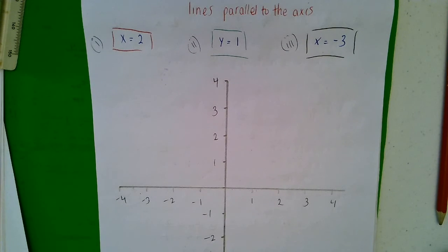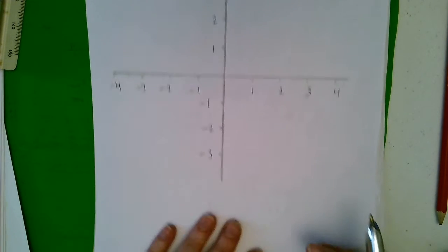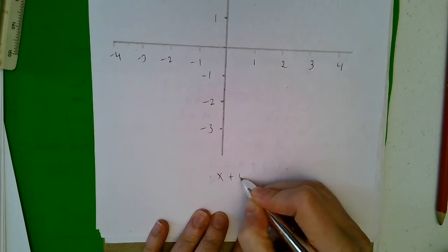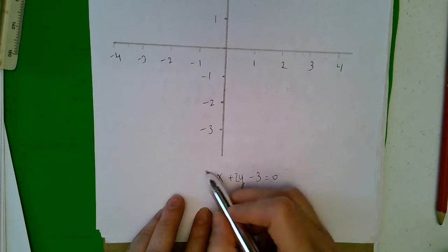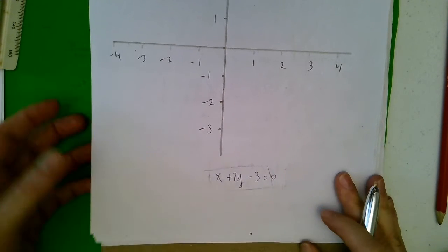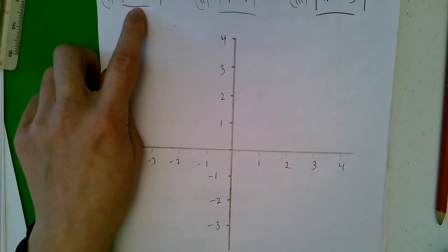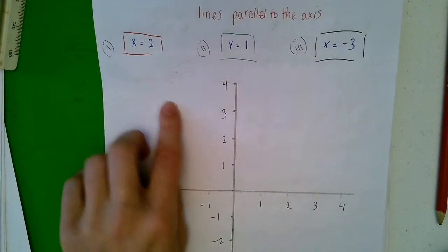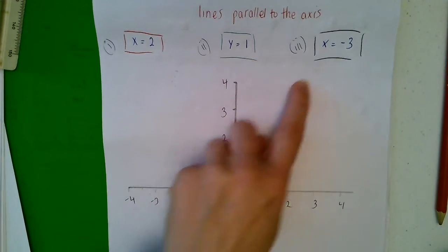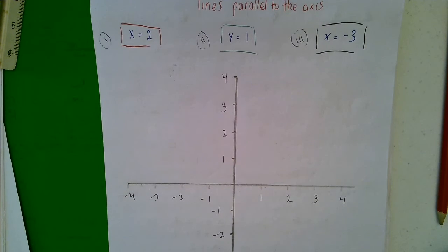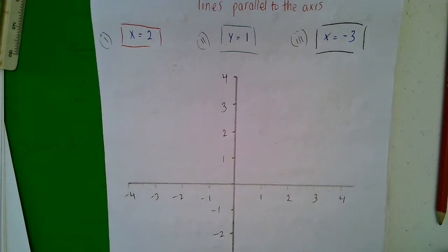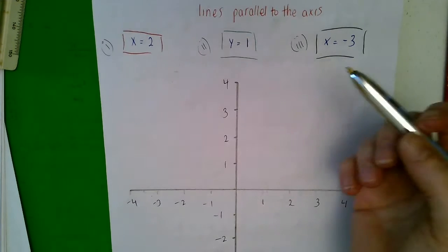So they haven't given us them in the normal form, which was sort of x plus 2y minus 3 equals 0. Okay, so that's what we're familiar with looking at. But in this video we're going to look at equations in this form. So x equals 2, y equals 1 and x equals minus 3. So if ever you see an equation in this form where you have a letter equal to a number, that just tells us that these lines are parallel to the axis.